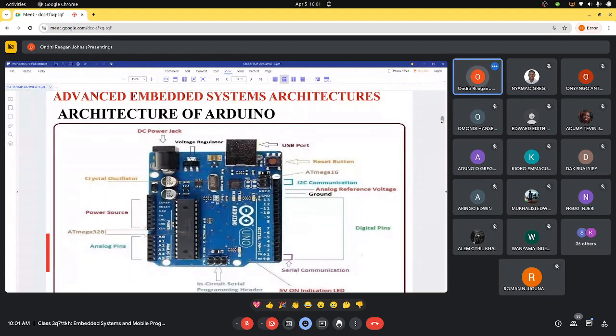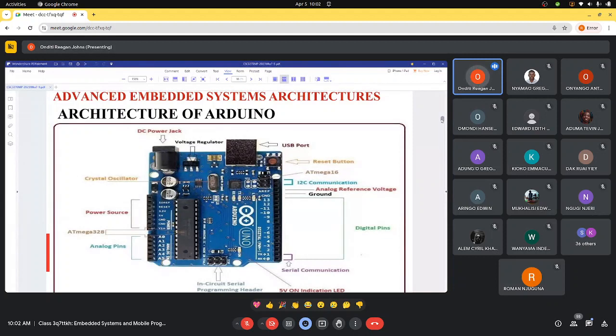It has a reset button because such boards would always need a reset in one way or another. Apart from that, it has a crystal oscillator, and you all know the function of an oscillator in any electronic environment. The ATmega16, this is basically what I always call the coprocessor or the math processor on this particular board. We have the I2C communication pins. We are going to see very interesting pins and their functions.